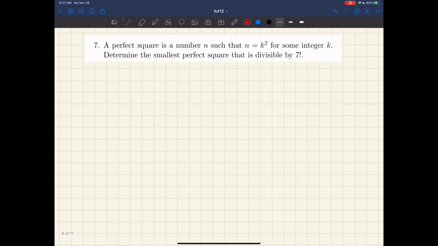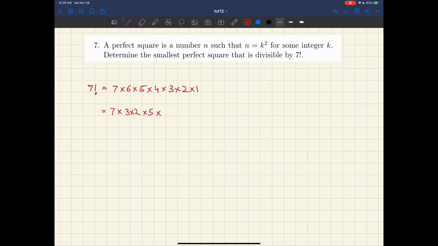Moving on to question 7. A perfect square is a number n such that n is equal to k square for some integer k. Determine the smallest perfect square that is divisible by 7 factorial. Now, to have a perfect square, you should know that if you were to write down its prime factorization, every prime in the factorization would have an even power.